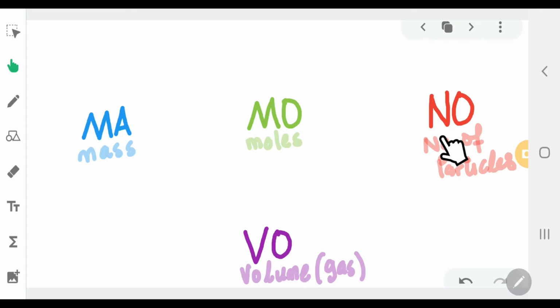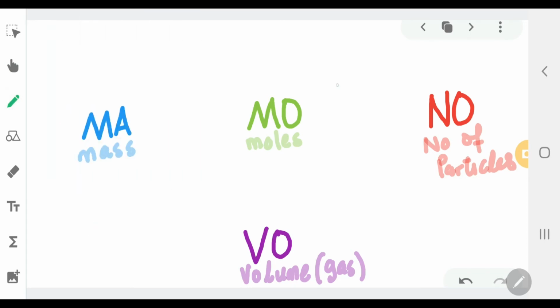Now, how are we going to use the MAMOVONO mnemonic? Remember, Ma is for mass. Mo is for moles, in the middle of this T or intersection over here. No stands for the number of particles, and the one down here, Vo, is for the volume of gas. MAMOVONO. So the relationships between mass, moles, number of particles, and volume can be described like this.